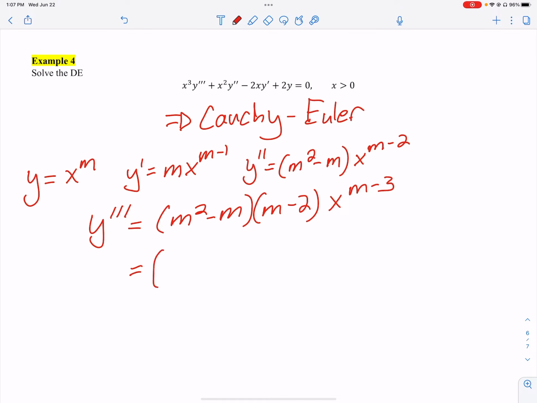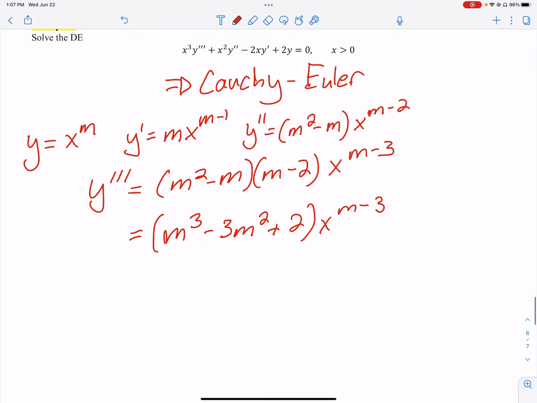I'm going to FOIL this out pretty quickly for us. This is m cubed minus 3m squared plus 2m, x to the m minus 3. All right, so there are all my derivatives. Now I plug it into my DE. This is going to get worse on the next problem, but we need to write small to fit all this in. So x to the third, I'm plugging in the triple derivative, so m cubed minus 3m squared plus 2m. Almost forgot that, 2m. Right? And then I have x to the m minus 3.